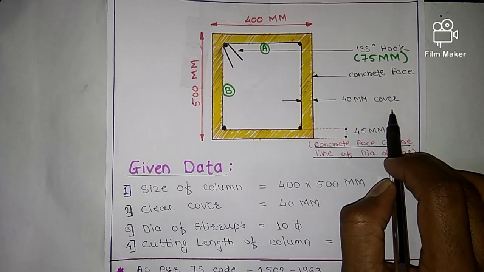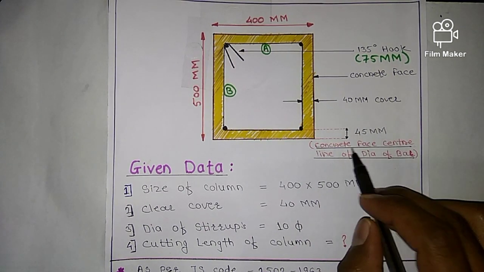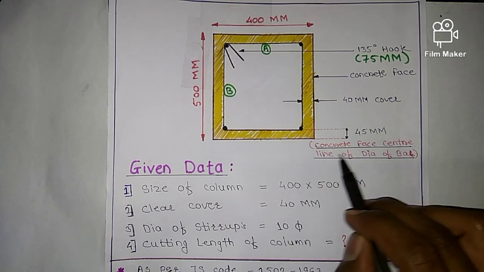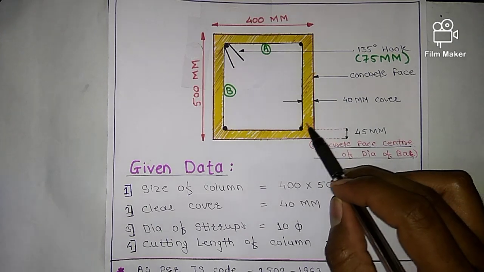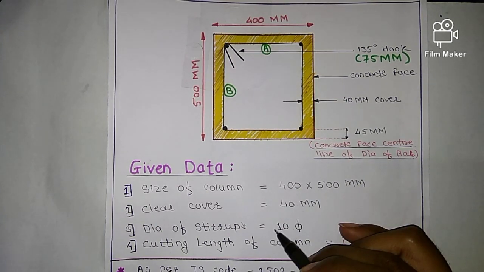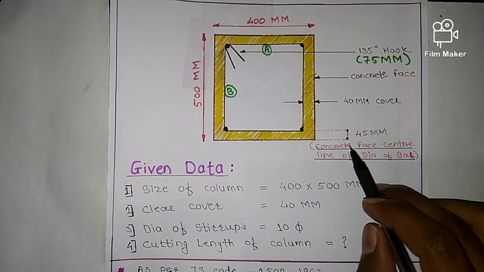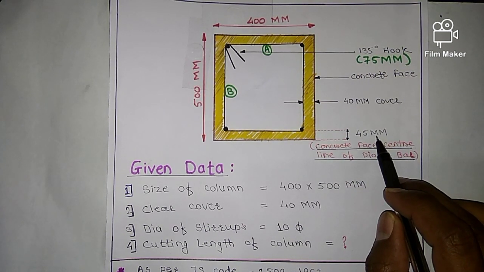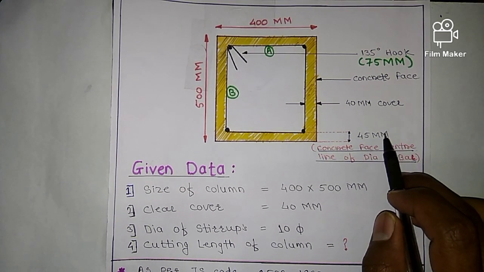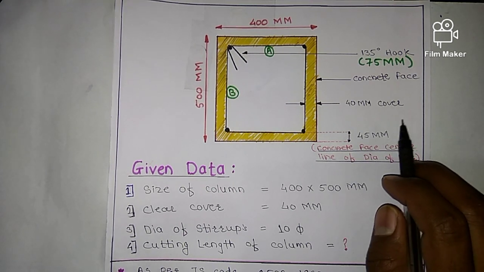This is 40 mm clear cover, and for the calculation we have to calculate the concrete face to the center line of the diameter. That is, concrete face means clear cover is 40 mm and diameter is 10 mm. So half of the dia is 5. So 40 plus 5 is equal to 45 mm. This value we will see in the equation of calculating the cutting length.